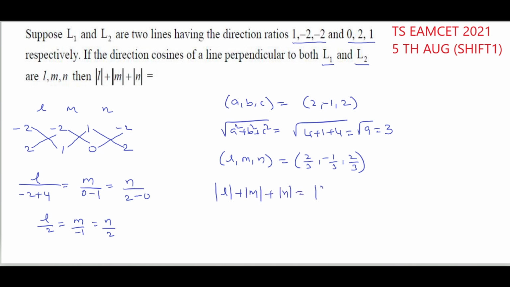Now we find the value of mod L plus mod M plus mod N is equal to modulus of 2 by 3 plus modulus of minus 1 by 3 plus modulus of 2 by 3. That is equal to 2 by 3 plus 1 by 3 plus 2 by 3. That is equal, take LCM 3, 2 plus 1 plus 2, this is 5. Therefore, mod L plus mod M plus mod N is equal to 5 by 3.